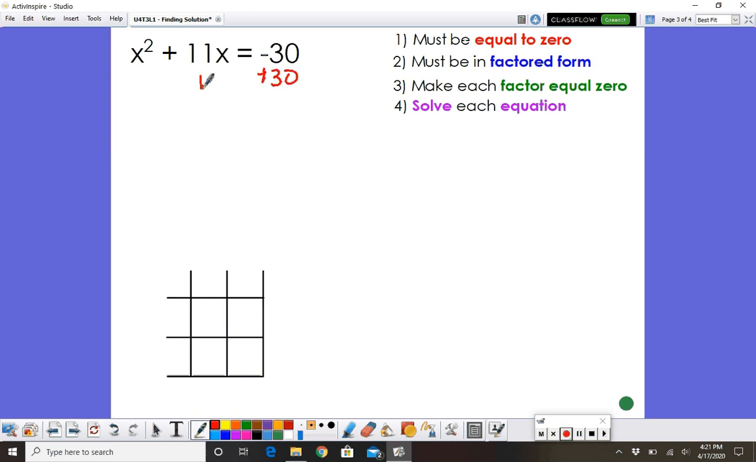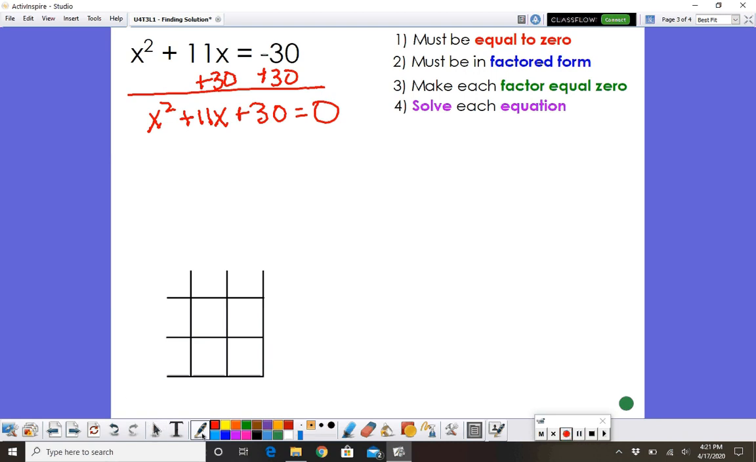So the way we make negative 30 into 0 is we add 30 to it. We've got x squared plus 11x plus 30 equals 0. Remember to keep this in standard form as you move things from side to side.